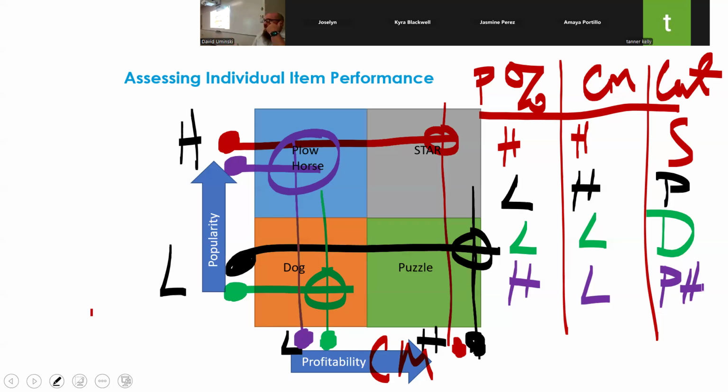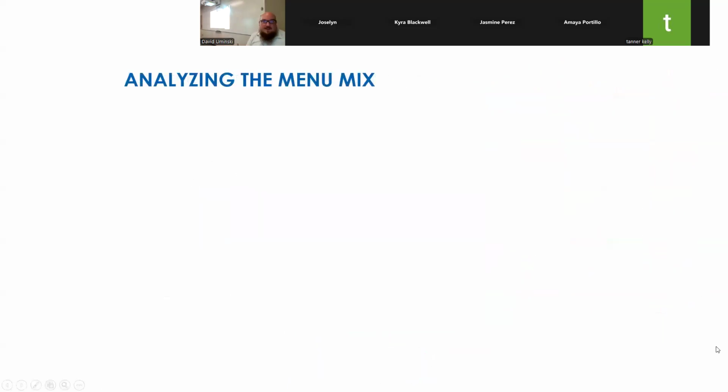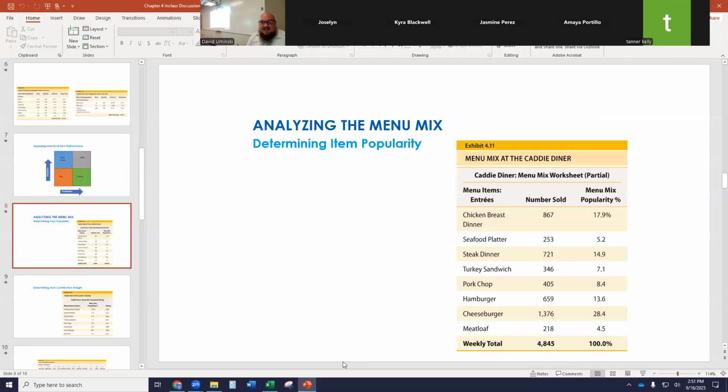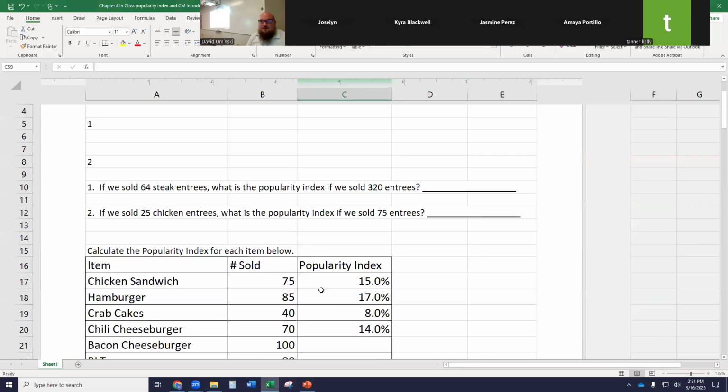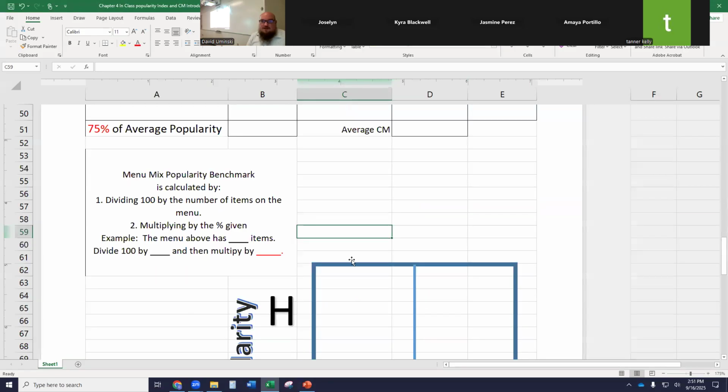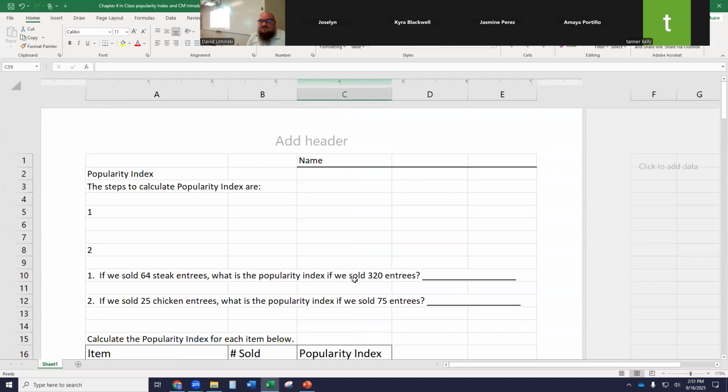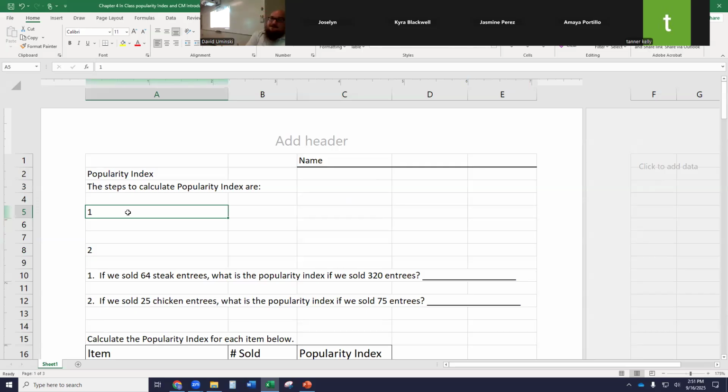And so essentially what we're going to do is look at individual items, okay? To do that, let's switch over here to our Excel page. Those of you who are online, feel free to follow along. When we are looking for our popularity percentage, the popularity index essentially is a percentage. What is the universal formula for percentage? Part over the whole, right?